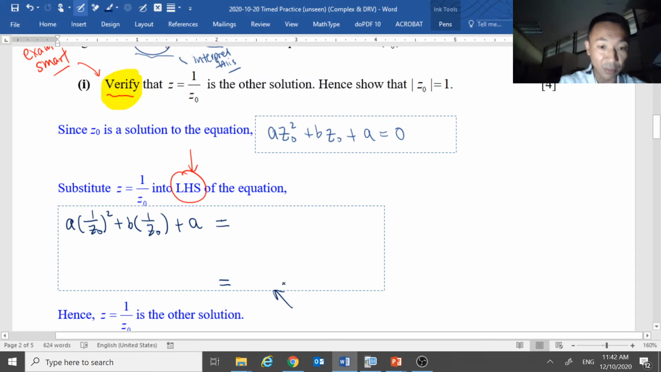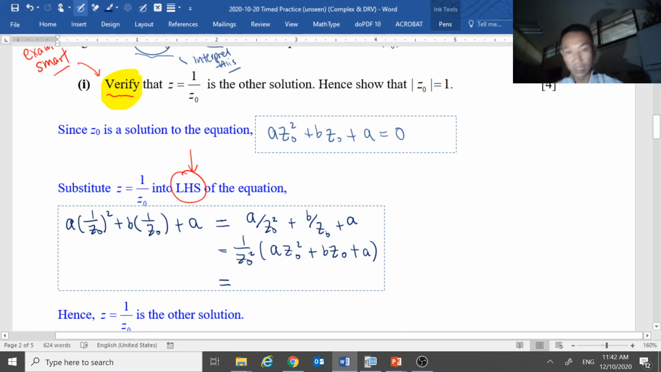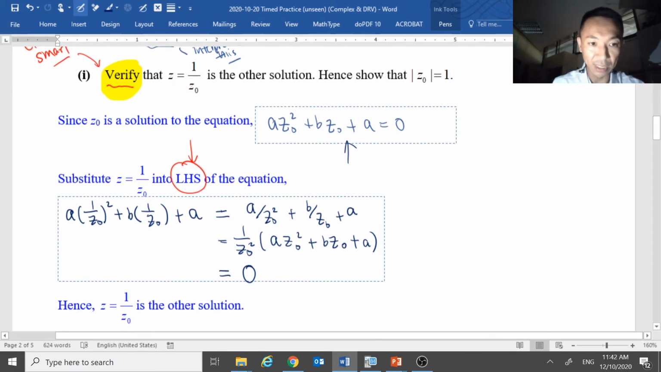But we're not going to write 0 yet. We're going to do this. We're going to have a over z naught square plus b over z naught plus a. You factorize the 1 over z naught square. Then you get a z naught square plus b z naught plus a. Now since this is 0, then you say this is 0. You say, hence, this is the other solution.